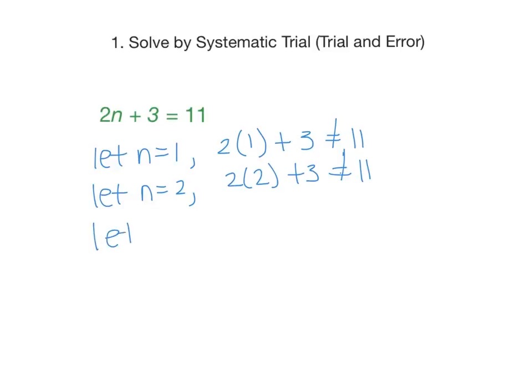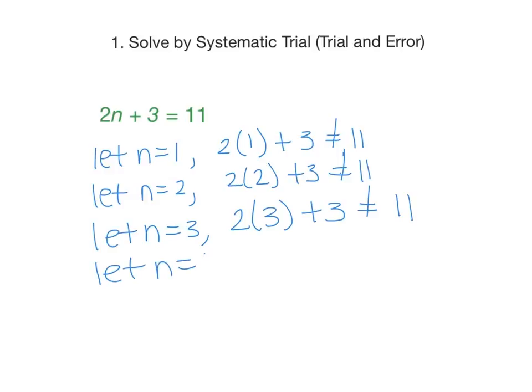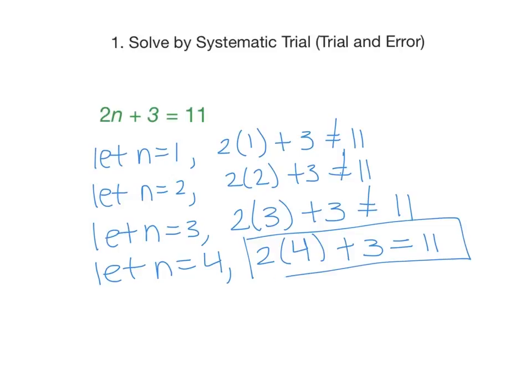Let's let n equal 3. So, 2 times 3 plus 3. Does that give us 11? Well, 2 times 3 is 6, plus 3 is 9. So no, that does not equal 11. Let's try another one. Let n equal 4. So 2 times 4 plus 3, does that equal 11? Well, 2 times 4 is 8 plus 3 equals 11. Yes, it does equal 11. Therefore, we know that n must be 4 in this equation.